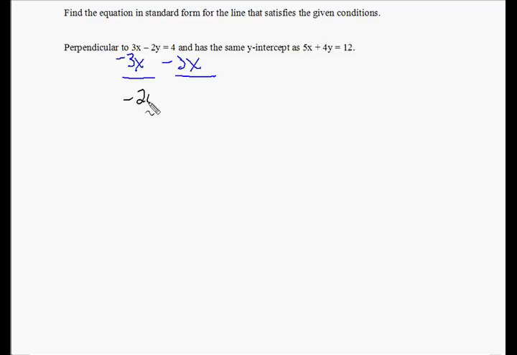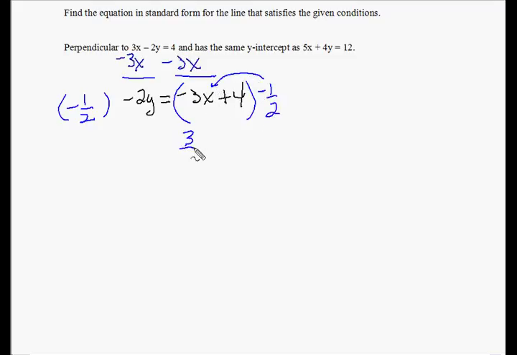We get negative 2y is equal to negative 3x plus 4. Still need to get y alone. We multiply both sides of the equation by negative 1/2. On this side, since there are two terms, we're going to use the parentheses. This negative 1/2 gets multiplied to the negative 3x, giving you positive 3/2 x. And this negative 1/2 multiplied to the 4 gives you a negative 2.